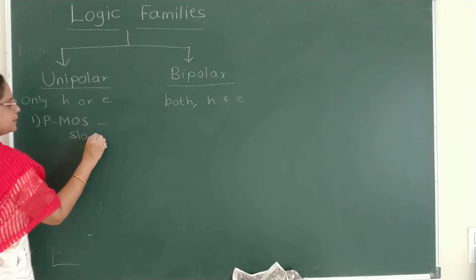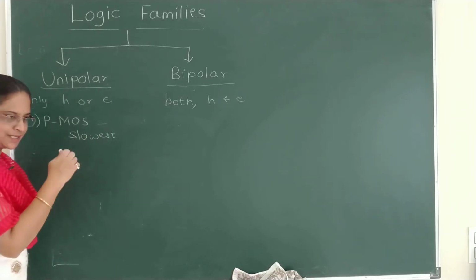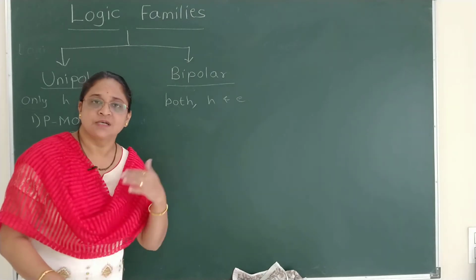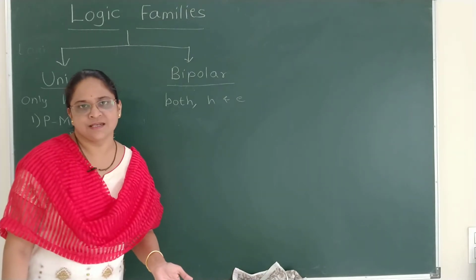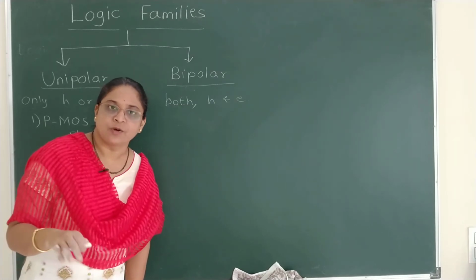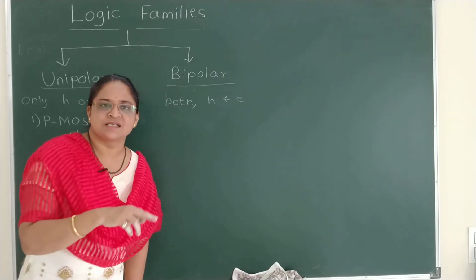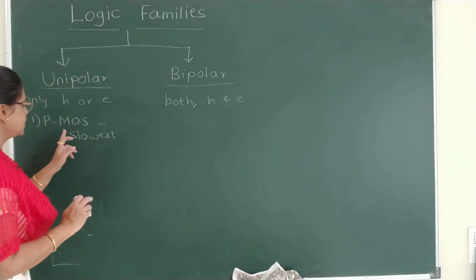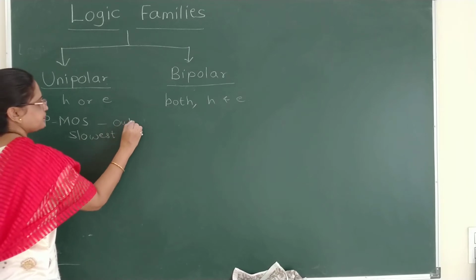have been outdated because they are the slowest, because internally the holes have to be combined with free electrons, then they become valence electrons, and then they can be attracted towards the positive battery terminal of the supply. So in this way, the working of PMOS is slower, so now it has been outdated.